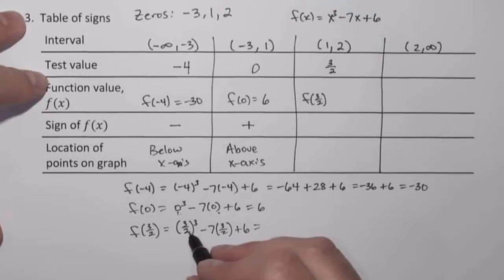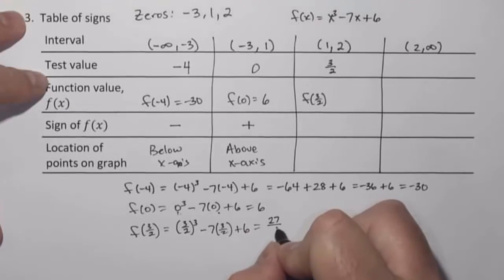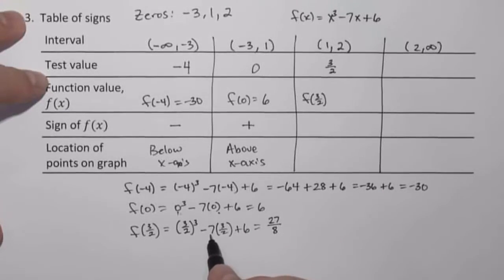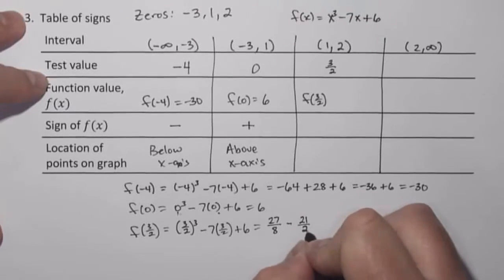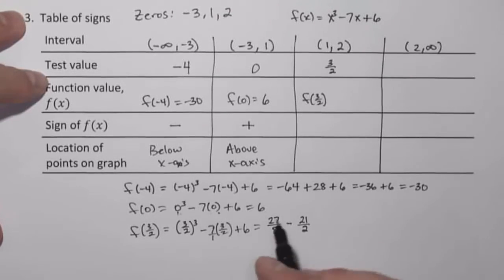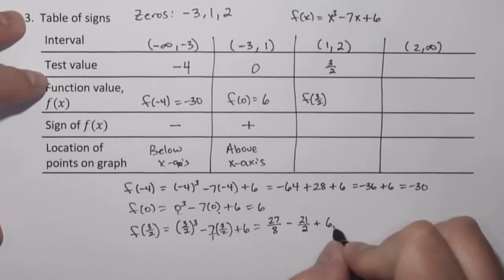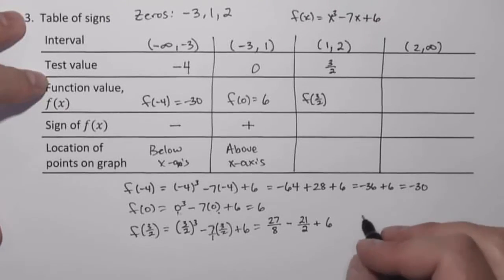3/2 cubed is going to be 3/2 times 3/2 times 3/2, which is going to be 27/8. 7 times 3/2 is going to be 21/2, and that's minus. Again, think of the 7 as being over 1. 7 times 3 is 21. 1 times 2 is 2. And then we still have plus 6. So to combine this, I'm going to have a common denominator, and that common denominator will be 8.